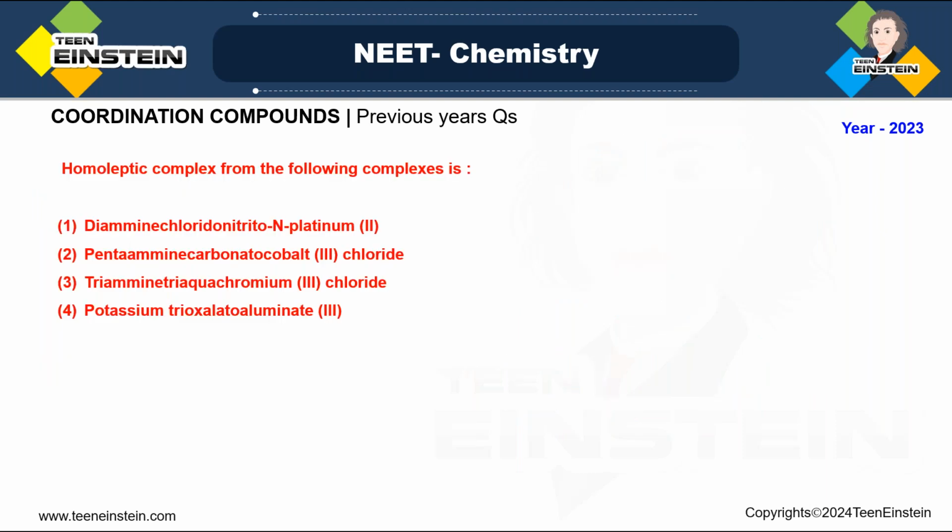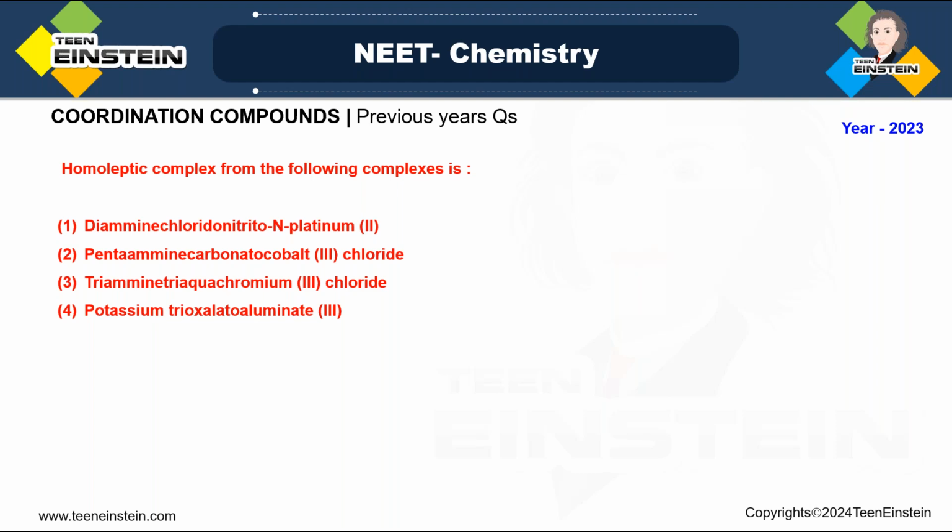Homoleptic complex. From the following, we have to choose. But here complex structure or formula is not given. What is given is nomenclature. So you have to do two things basically. First, you have to write the formulas. Then only you will be able to understand whether it is a homoleptic complex or not.